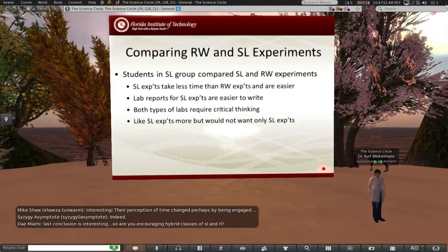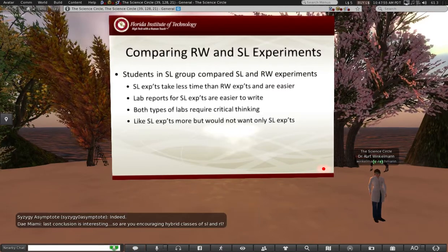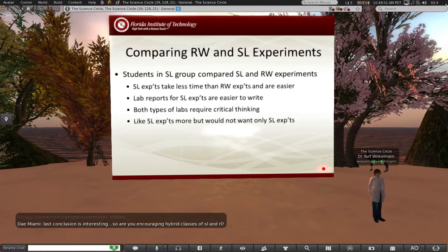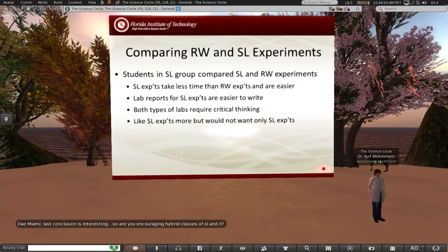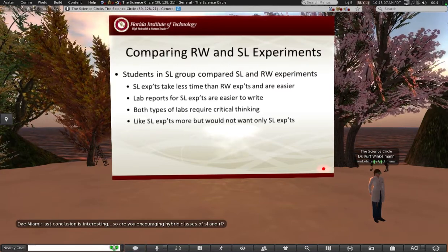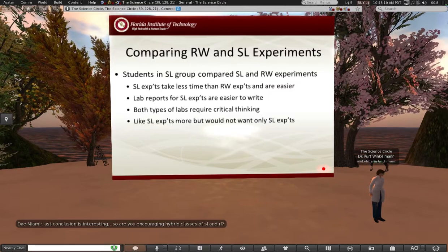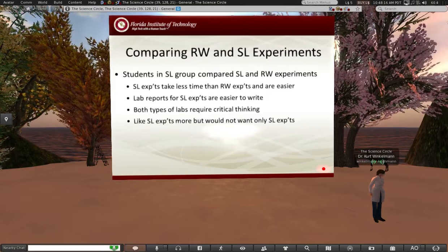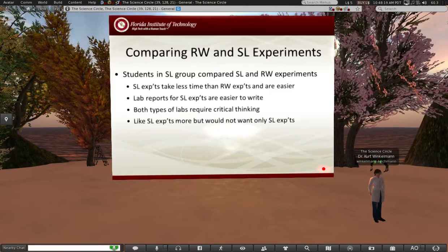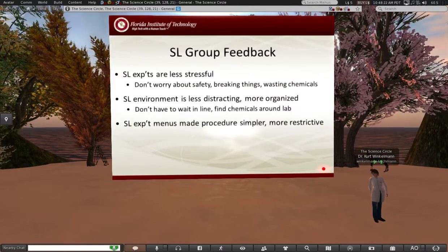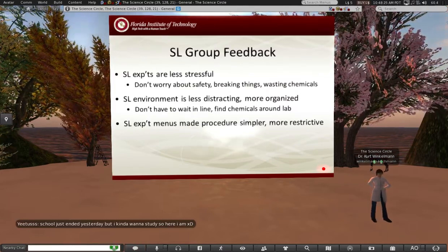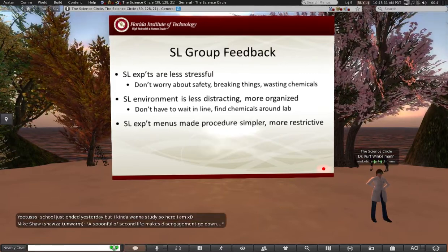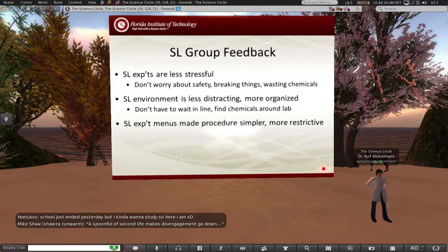They thought the lab reports were easier to write, simply because they felt like they had better data. They thought each type required the same amount of critical thinking in terms of getting the right answers. And although they liked the Second Life experiments and saw the advantages, they did not necessarily want exclusively Second Life experiments in the future. They really wanted a mixture, which I thought was kind of a mature response. Even though they thought there were some nice features about Second Life, they didn't want to give up the real world experience.